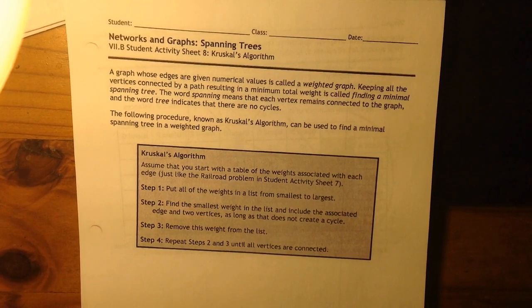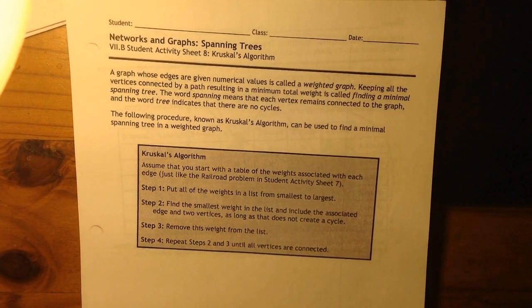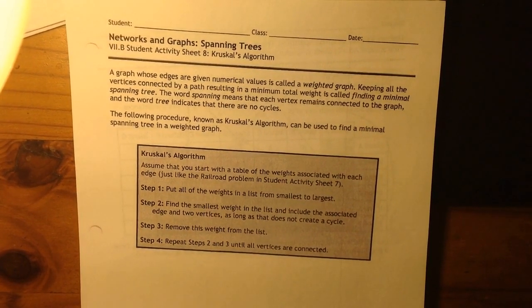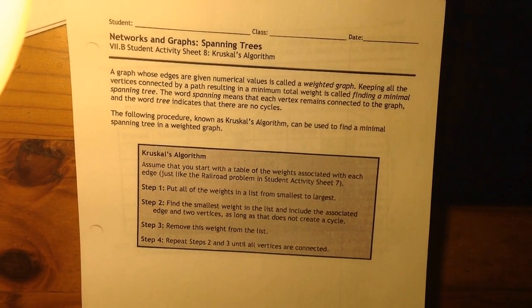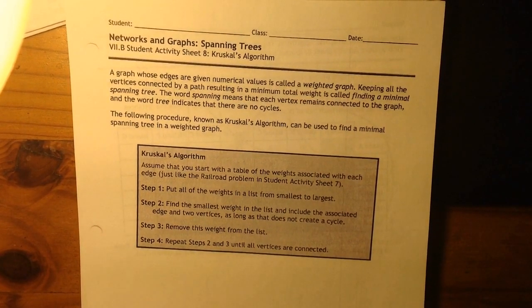All right, we're looking at student activity sheet 8, Kruskal's algorithm. So we've got some explanation here on the first page. A graph whose edges are given numerical values is called a weighted graph. Keeping all the vertices connected by a path resulting in a minimum total weight is called finding a minimal spanning tree. The word spanning means that each vertex remains connected to the graph. The word tree indicates that there are no cycles.